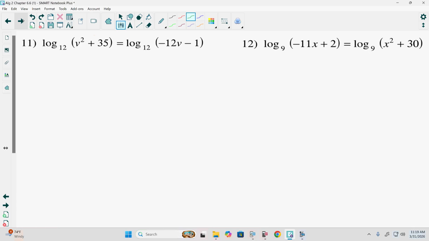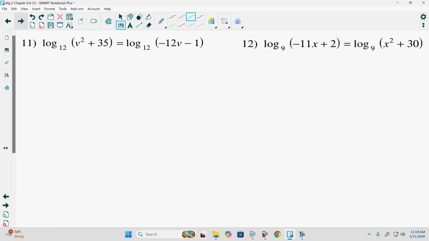Log base 12 of v squared plus 35 is equal to log base 12 of negative 12v minus 1. Again, like I said before, if you get a problem like this, solve the following logarithmic equation for v on the ACT. We have 4 answer choices, yes? Graphing calculator, log base, parentheses, plug that value of v in, pick one of them, and see which one makes both sides be the same.